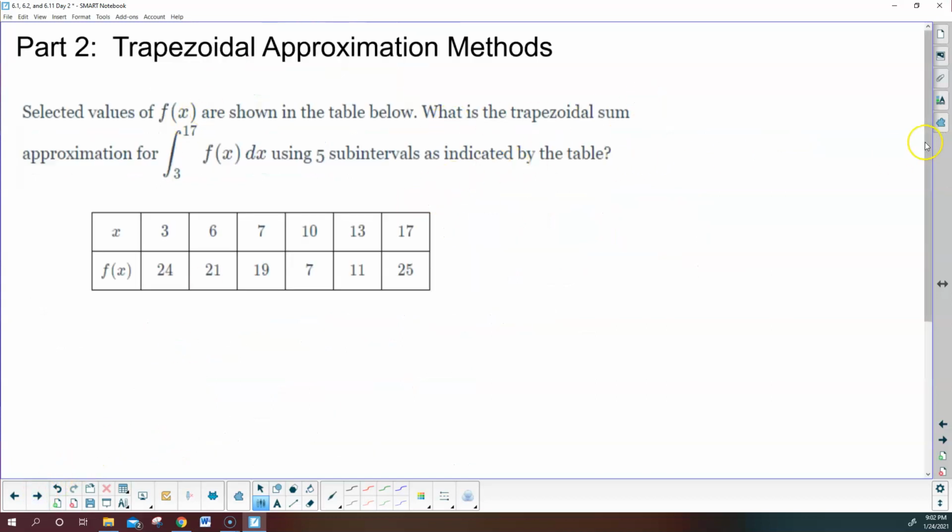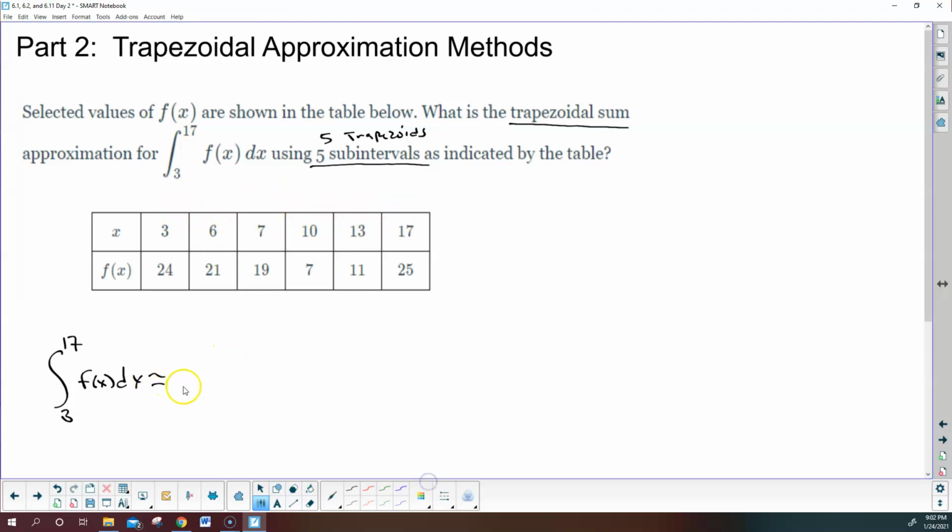This is kind of what you'll see in Delta Math. And my goal is, can we do this without creating a graph? If you need to visually, go ahead and create your graph. But what I'm hoping is we can find the total sum of f of x from 3 to 17 using the trapezoidal sum. And then they say 5 subintervals, so I need 5 trapezoids. Now notice, here's 1, 2, 3, 4, 5. So we have them in between.